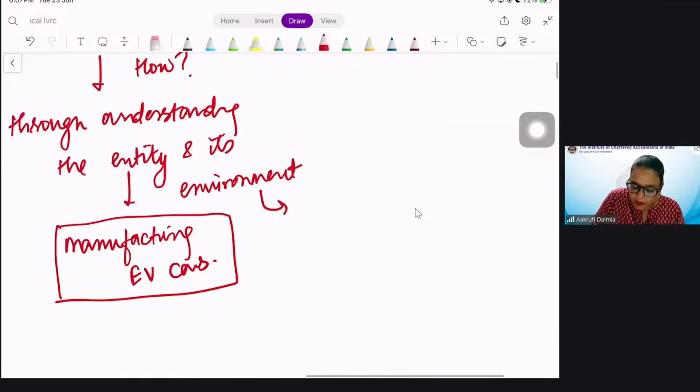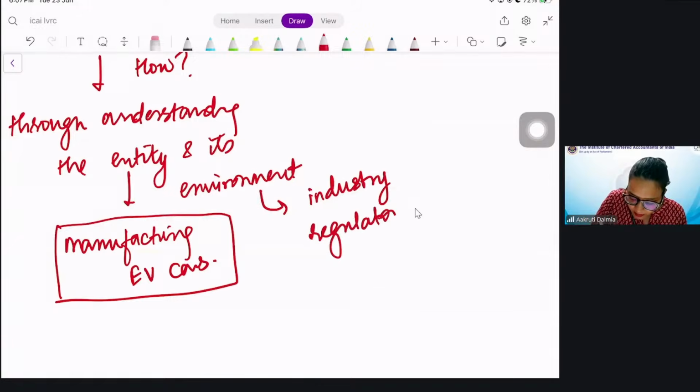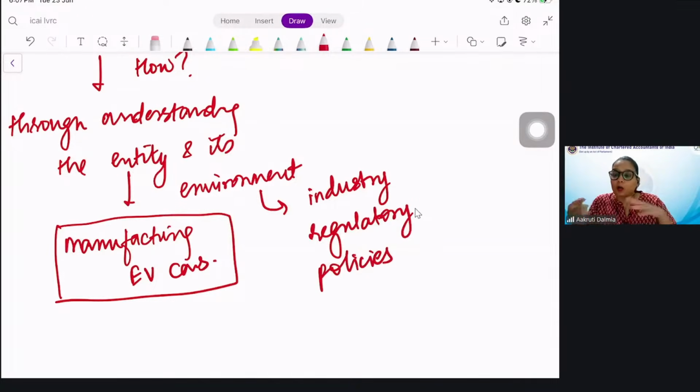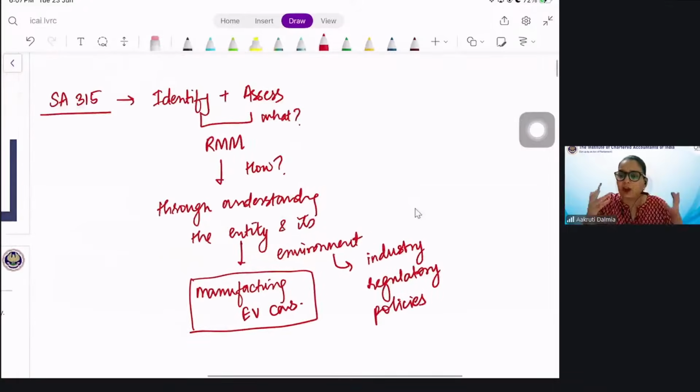And by environment, we mean what are the various industrial factors? What are the various regulatory factors? What are the policies regarding this? What are their accounting policies? So there are a lot of things that are covered. So this is a very holistic, very brilliantly written essay that covers something very important, something very basic for an auditor before you jump on checking vouchers.